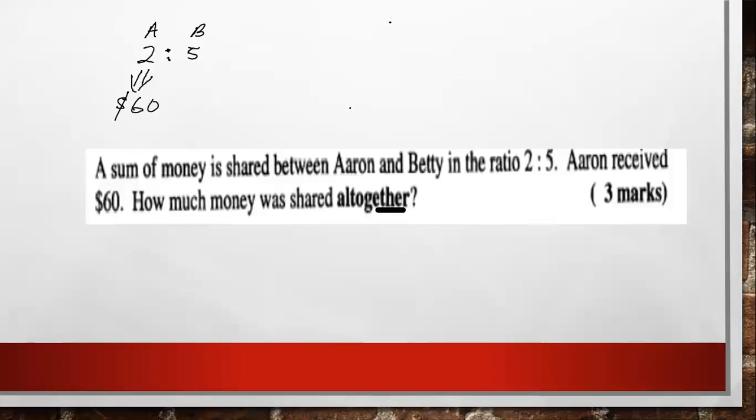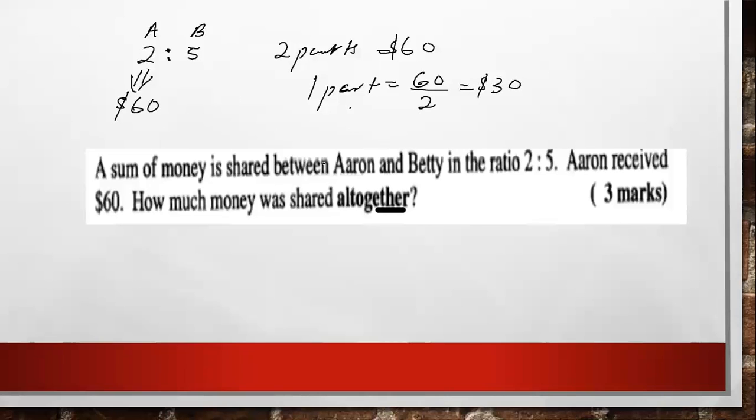So we have 2 to 5, right? So the two parts is for what? Aaron, right? So let's see, we are going to say two parts is equal to $60. So we want to find what is one part. How do I find one part now? Who wants to help me? How do I find one part? Divide. 60 divided by what? Two, which will give me what? 30. Beautiful. All right, so one part will give me 30.